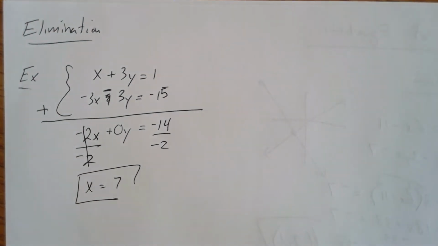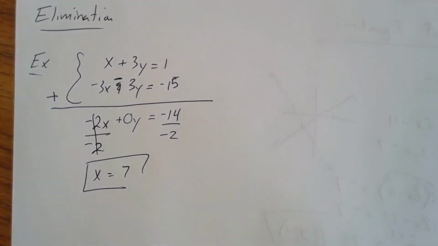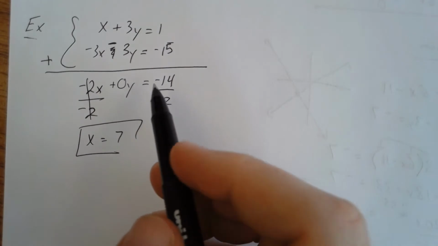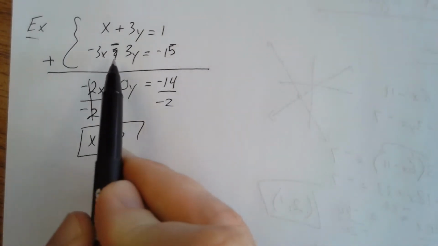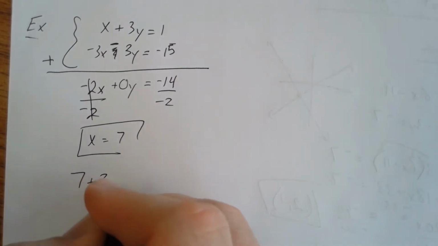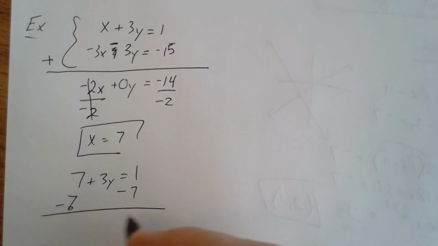Again, the solution to a system is not an x value, and it's not a y value; it's a coordinate point, x comma y. So I've got my x value of 7, and I'm going to plug that back into one of these two equations. In my eyes, the second one looks a little more complicated, so I'm going to plug it into the first one, giving me 7 plus 3y equals 1. If I subtract 7 from both sides, that gives me 3y equals negative 6, and therefore I'm going to divide by 3.